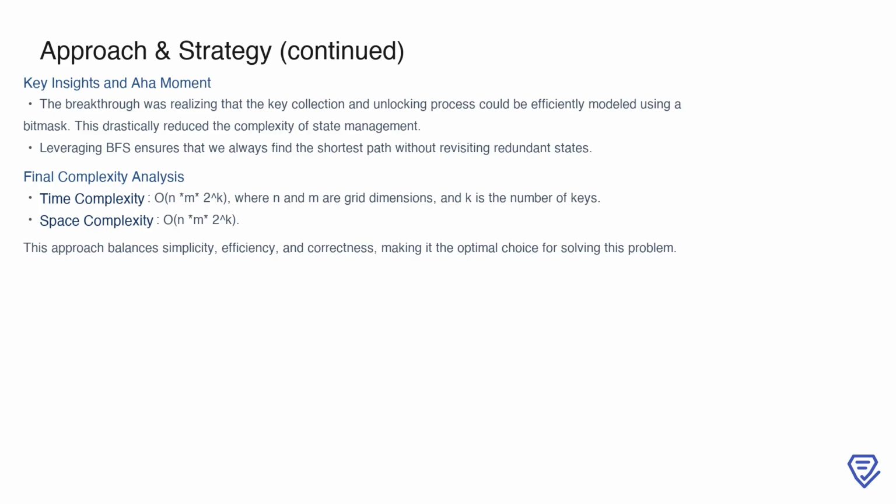In terms of complexity, the time and space requirements remain O(n times m times 2^k), where n and m represent the grid dimensions, and k is the number of keys. This balance of simplicity, efficiency, and correctness makes BFS with state tracking the optimal choice for solving this problem. It avoids the pitfalls of brute force while maintaining a clear and robust implementation.